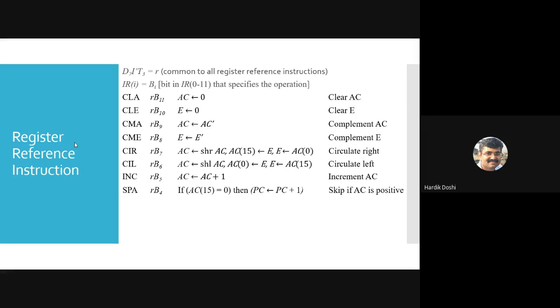Same way, what about SNA, which occurs at RB3? How will you write the RTL for this? If AC 15 bit is 1, then PC is incremented by 1. Absolutely correct.